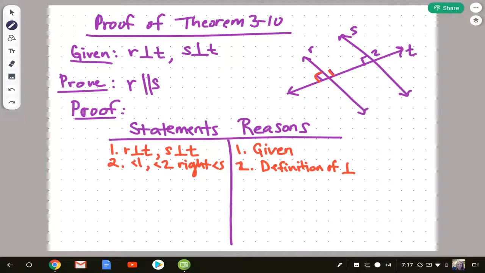Okay, after that, if I'm thinking back to the theorems that we've used in the previous sections, I know that if I can show that angle 1 and angle 2 are congruent, then I can use the theorem that says that if two corresponding angles are congruent, then the lines have to be parallel. So the next thing that I want to be able to say is that angle 1 is congruent to angle 2. And the reason for that is that all right angles are congruent. They all have measure 90, and that's the definition of congruence, if their measures are the same.